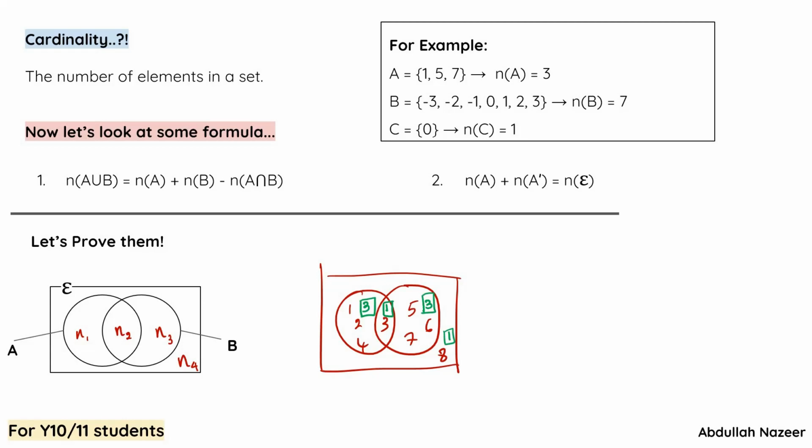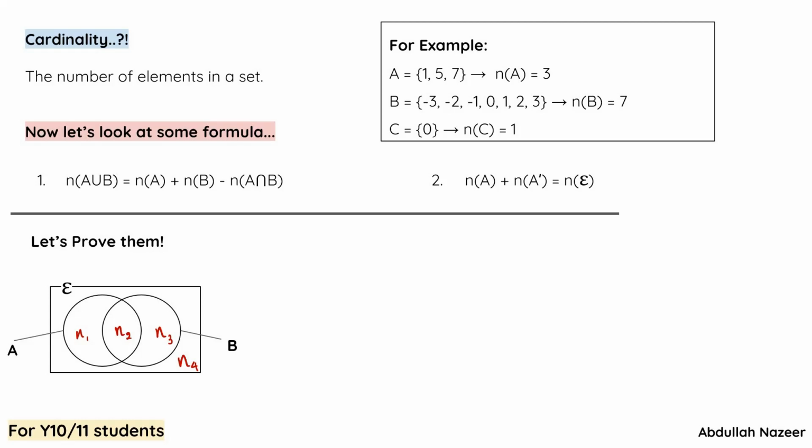So these green numbers that I've marked on this example are the numbers that I'm trying to represent over here in this proof. So remember, these n1, n2, n3, n4 are not the elements themselves. These are the number of elements that are there in that given region. Now having said that, let's get into the proof.